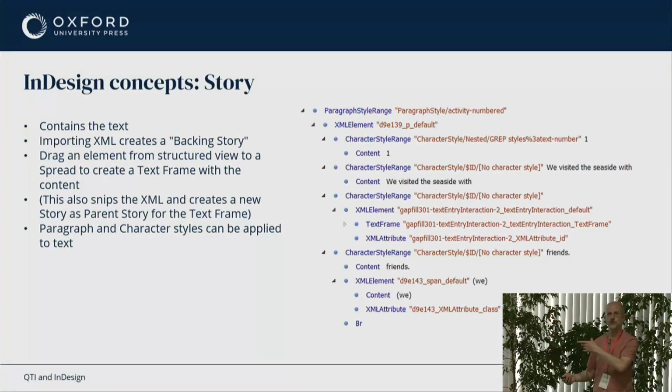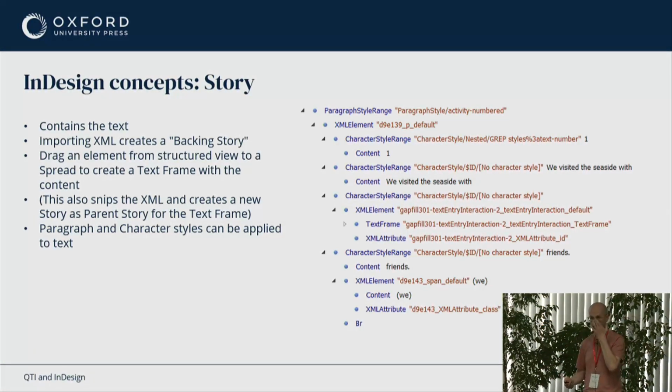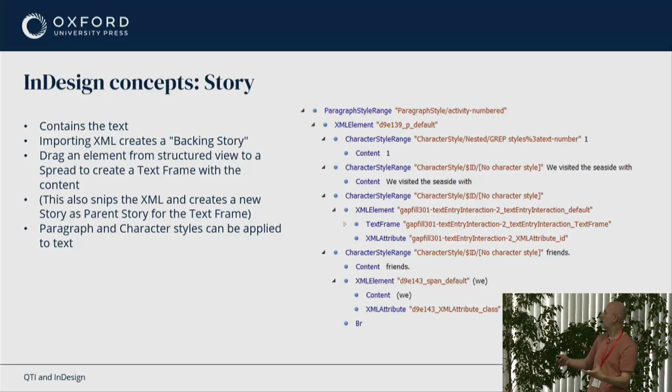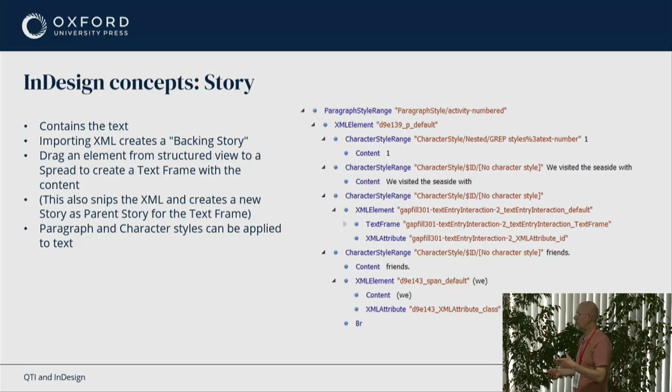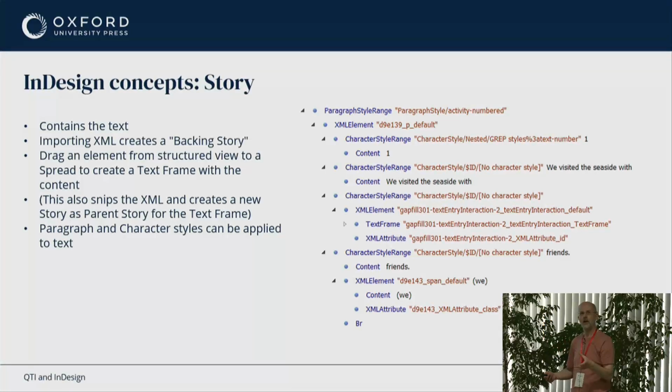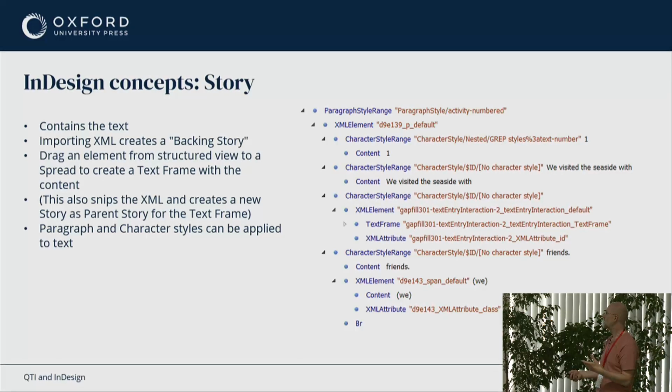So this is just, I hope that's not too small, a hierarchy of the story XML. So in it, you might be able to see that there are paragraph and character style elements. And there's also elements called XML elements and XML attributes. And they're kind of an imprint of the source XML. And this is going to be very important in the process, that we retain this imprint. And I'll explain why shortly.